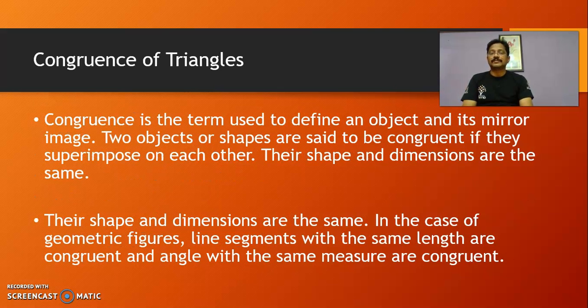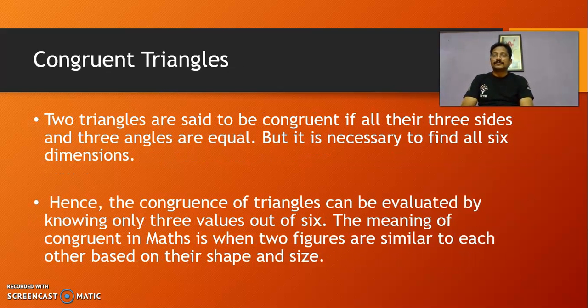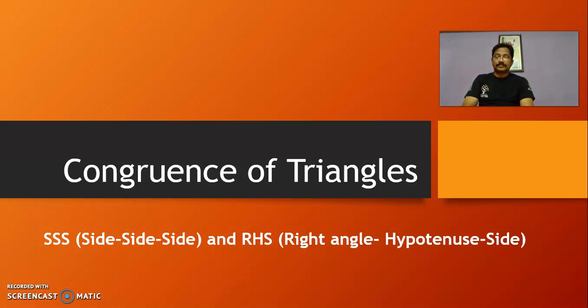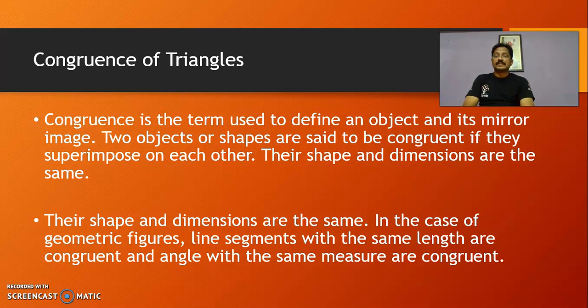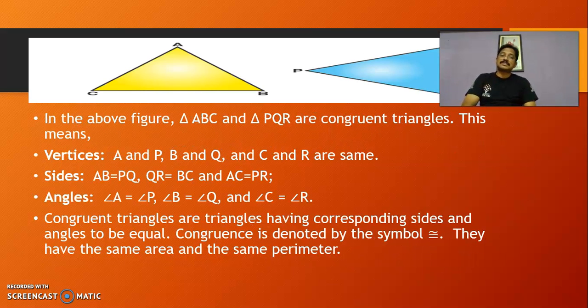All right angle triangles are similar, but need not be congruent. Okay, so we are going to learn the congruency laws and their criteria. If you consider these two triangles, triangle ABC and triangle PQR. In the above figure, triangle ABC and triangle PQR are congruent triangles. Means the vertices A and P, B and Q, and C and R are the same. Besides, AB is equal to PQ, and BC is equal to QR.